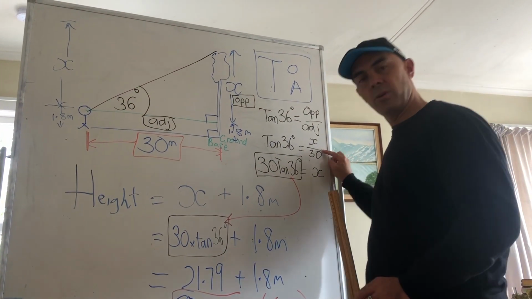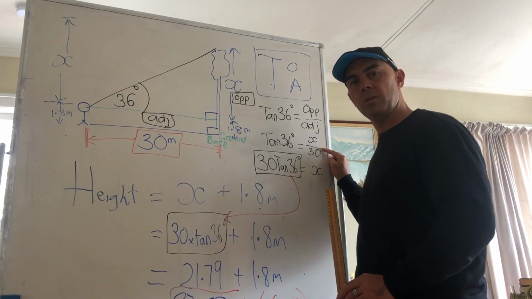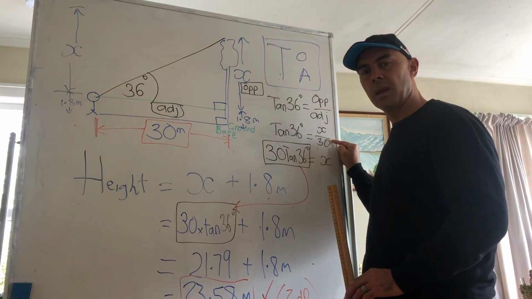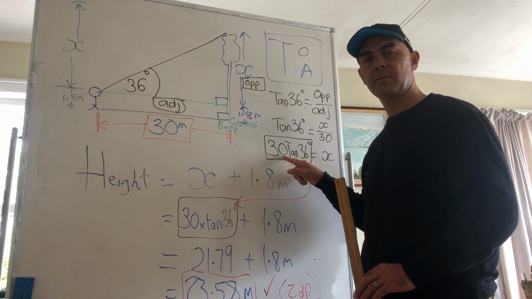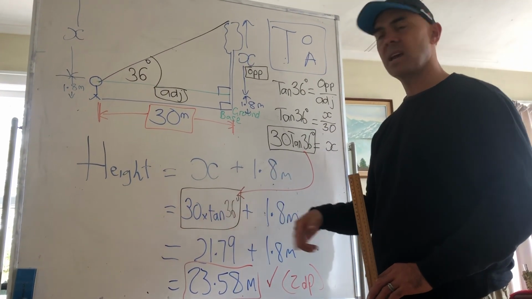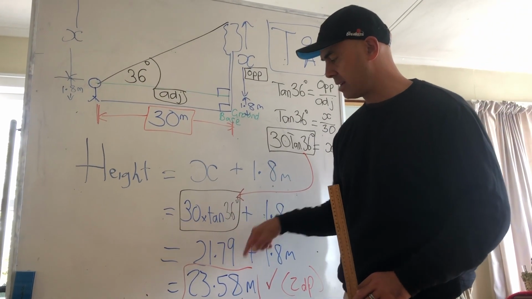Because that's divide by 30 on the right, folks, I'll ask you a question. What do you do when you do the opposite of divide by 30 on the right? Yes, you times by 30 on the left. So it's 30 times tan of 36 degrees, which will be this number here.